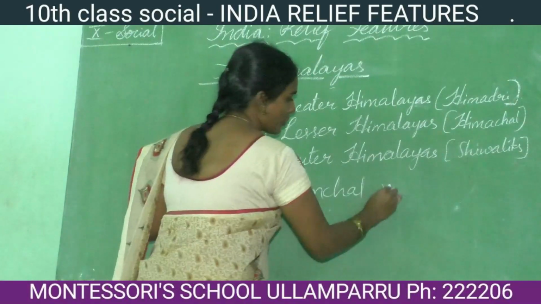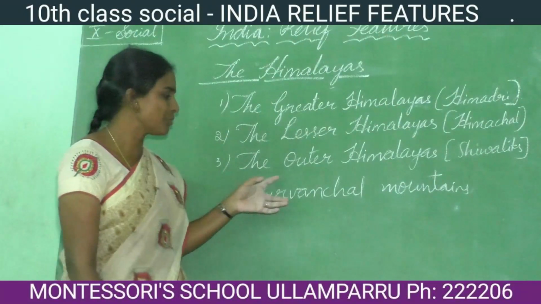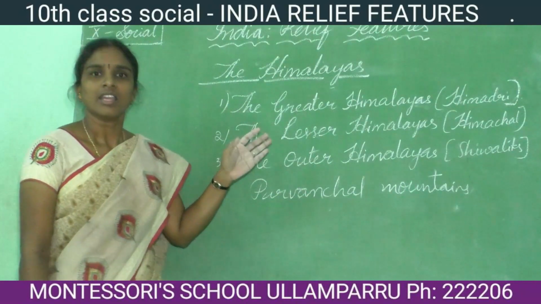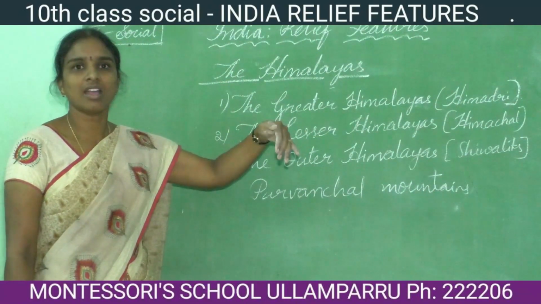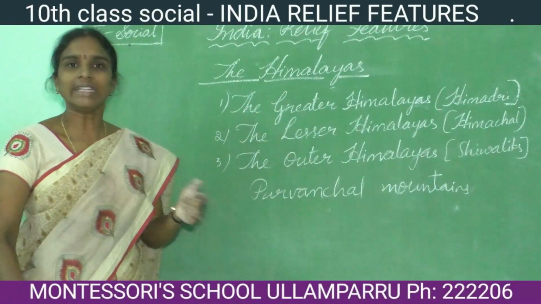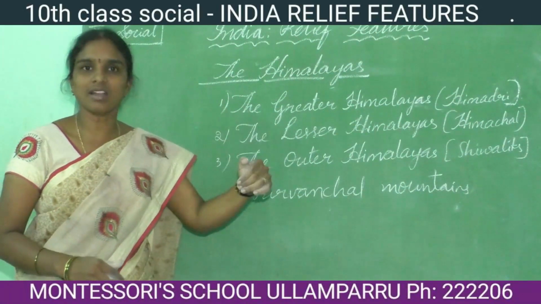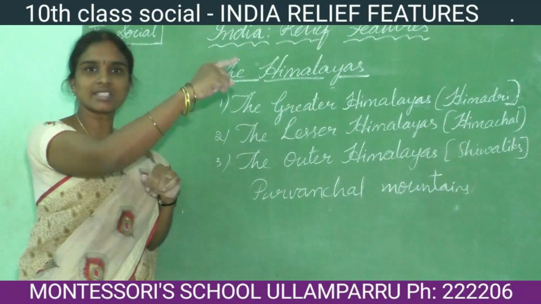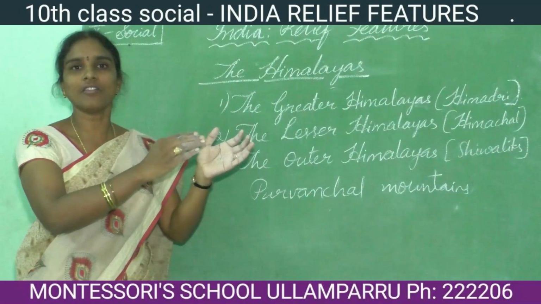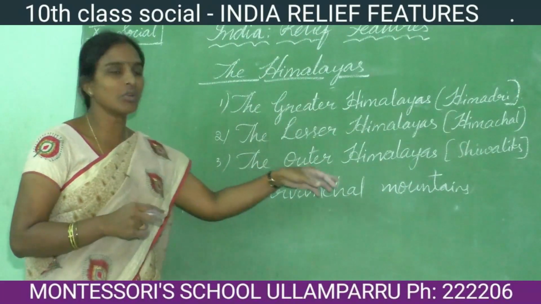Purvanchal mountains. Where are these Purvanchal mountains? The part of the Himalayas which bends into Arunachal Pradesh, that is in the eastern part of India. It takes a hairpin-like direction which enters into Assam. Like that, it forms the eastern boundary of India. So that eastern boundary of India is called the Purvanchal mountain region.